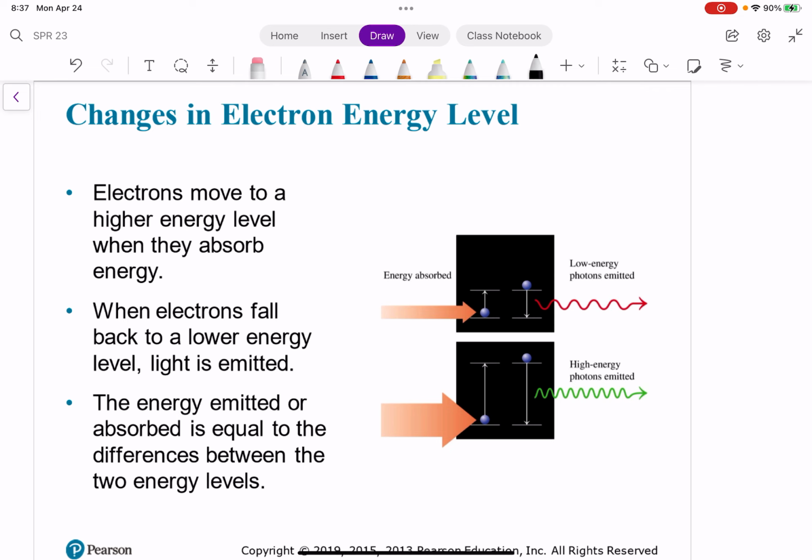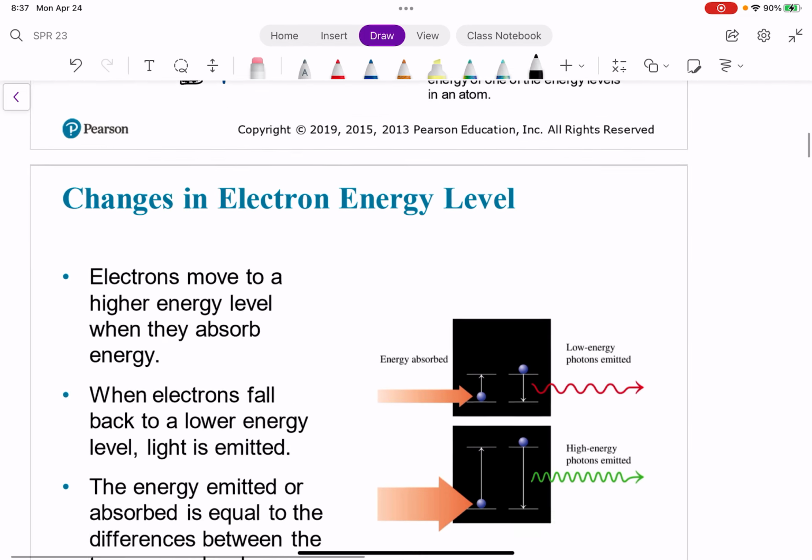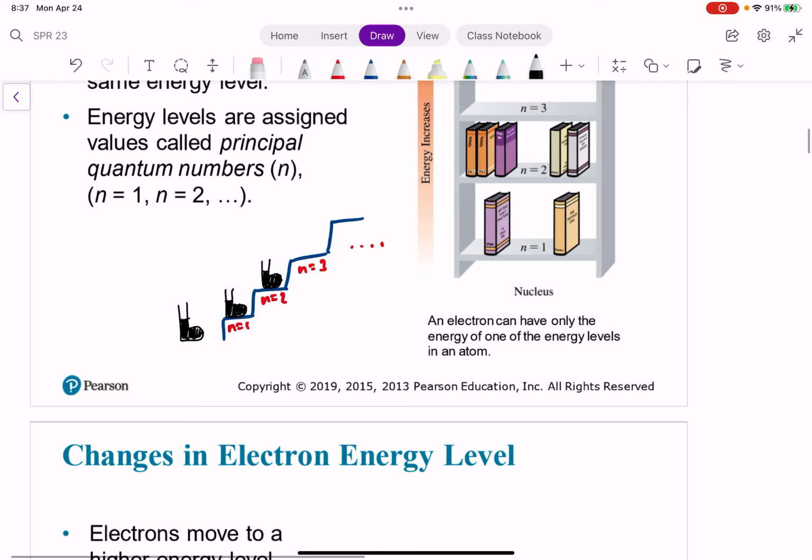So, changes in electron energy level. Electrons can actually move to a higher energy level by absorbing energy. So if we look at this staircase again, if we wanted to go from n equals 1 to n equals 2, we have to absorb some energy to get there. Likewise, you can go straight from n equals 1 to n equals 3. You can do a big jump, right?